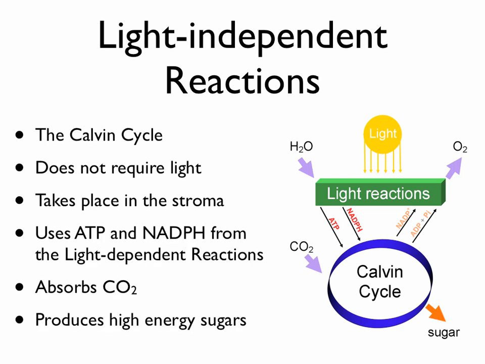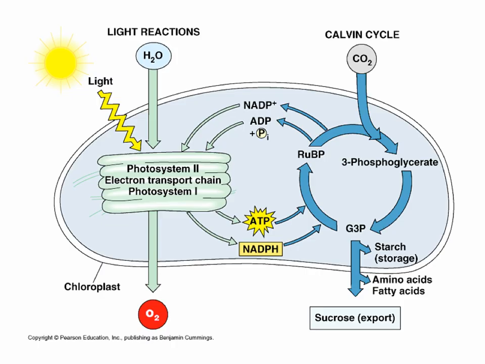In the light-independent reaction, we find that this process does not require sunlight. Rather, it uses the energy that's provided by NADPH and ATP from the light reactions. It takes place in the stroma. In this reaction, ATP and NADPH are used to combine molecules of CO2 into high-energy sugars.